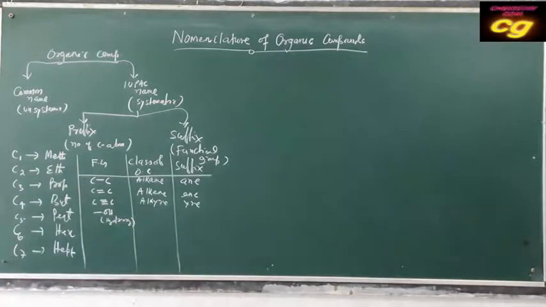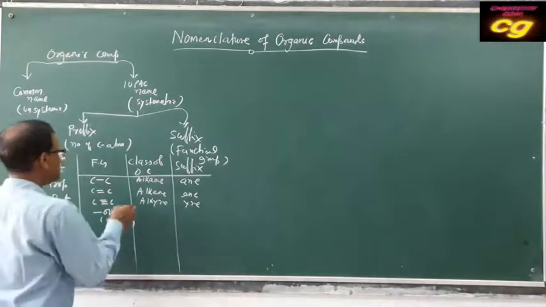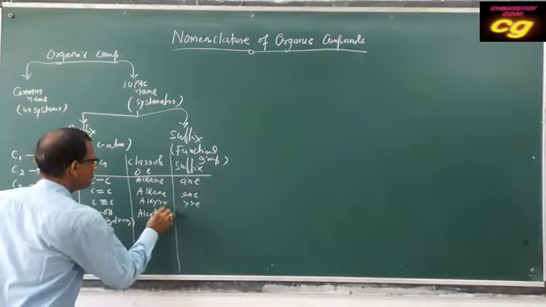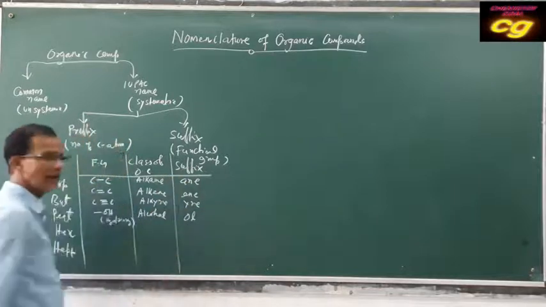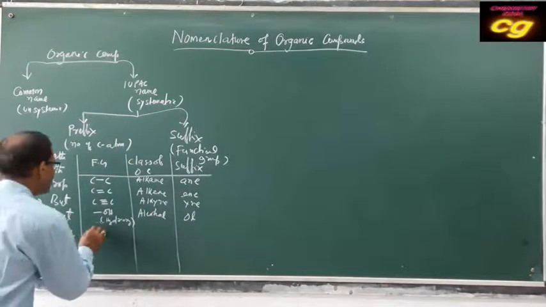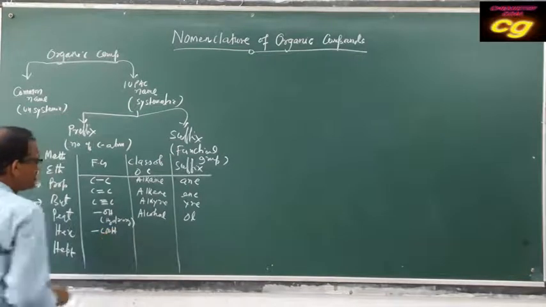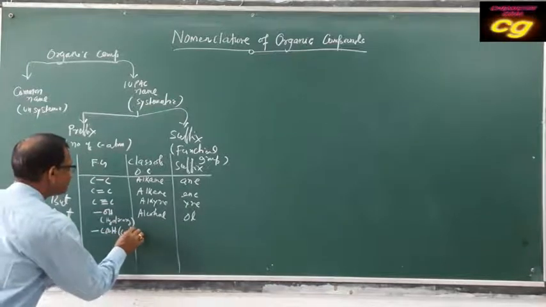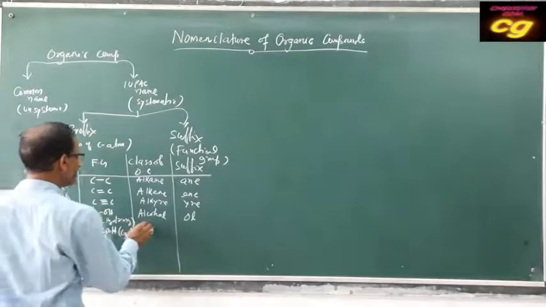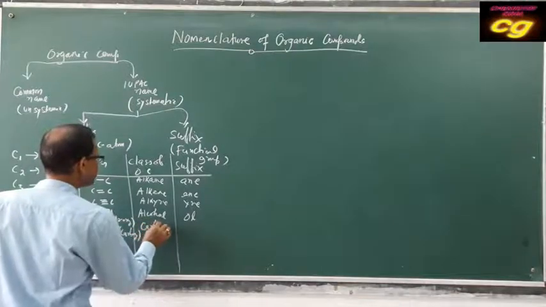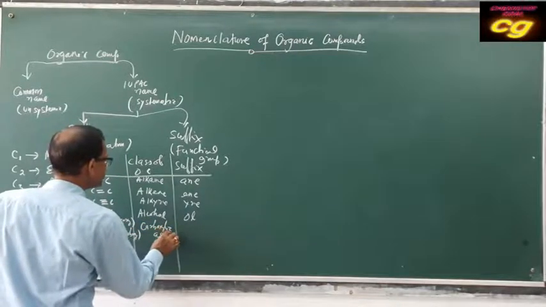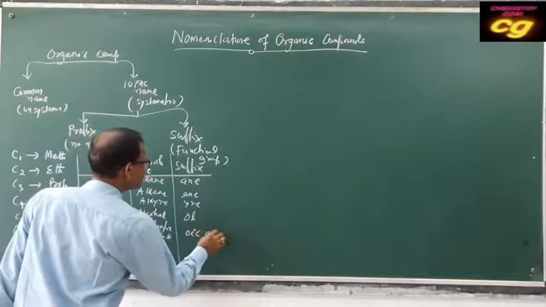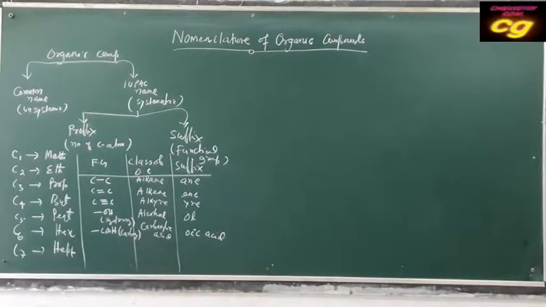Group name is hydroxy. If the hydroxy group is there, its class is alcohol, and the suffix is ol. If a COOH group is there, the group name is carboxy, and the class is carboxylic acid, which is a weak acid. The suffix is oic acid.